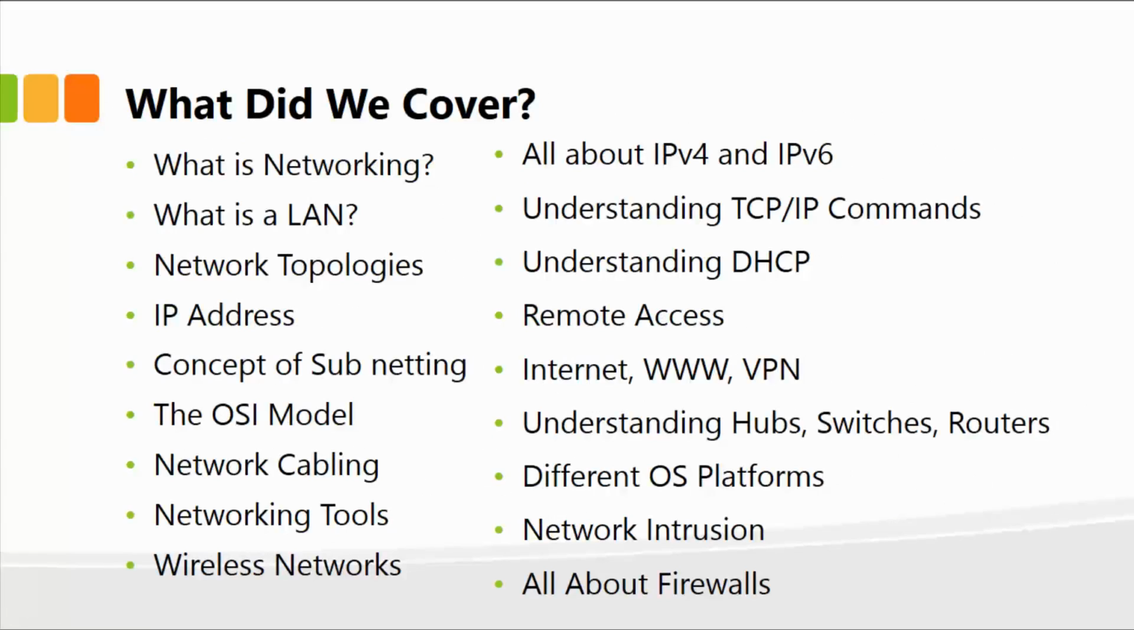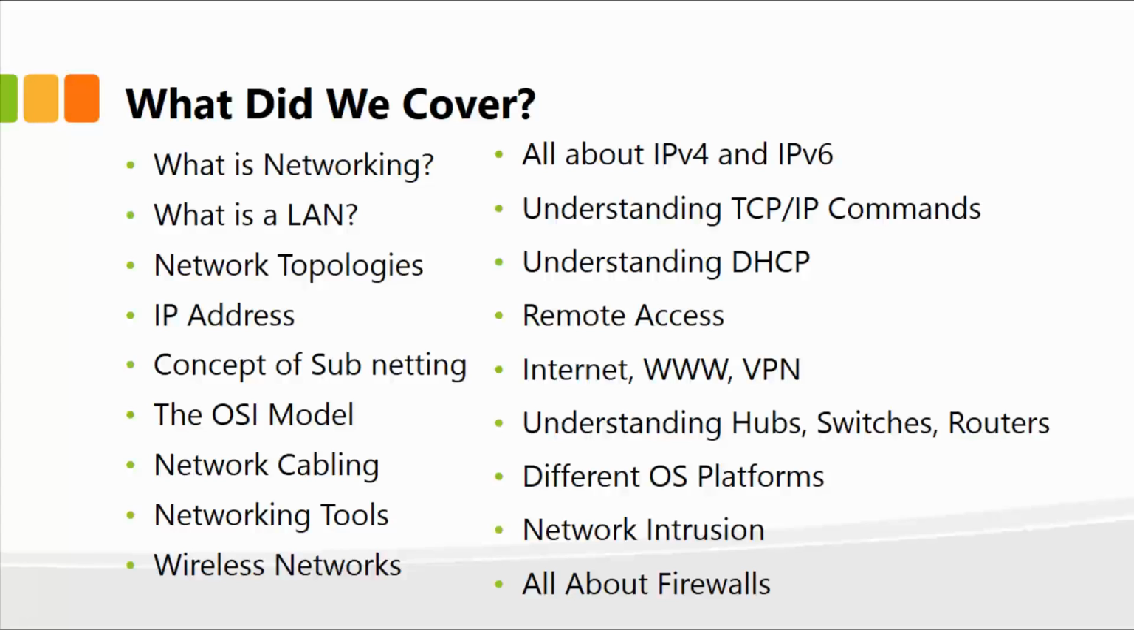We started off by talking about what networking really is all about, what a local area network is, and different network topologies, whether it's star, bus, ring, and so on, or a hybrid topology that you can deploy while creating your networks. Then we dived into IP addresses. We talked about the OSI layer, protocols, and the concept of subnetting, dividing your network into various subnets.